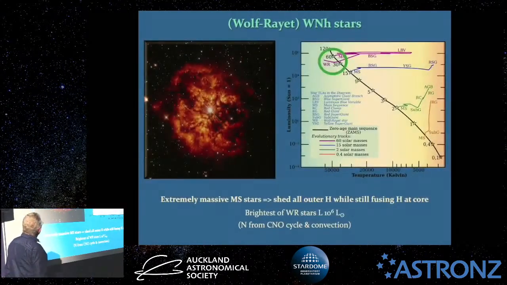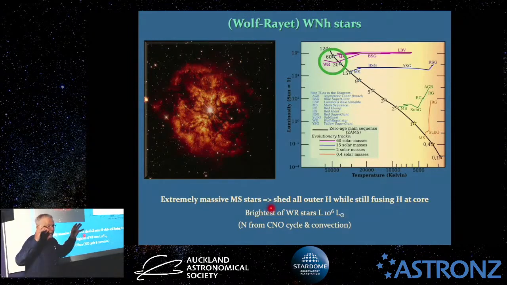So how about your WNH stars? These are really, extremely large main sequence stars. They shed all their outer layers of hydrogen while they're still on the main sequence, burning hydrogen at their cores. They haven't even started evolving yet. But they are so hot, so large and so unstable, they just shed. They don't need shells of hydrogen fusion. That core is generating enough energy to shed all that hydrogen away, and they become Wolf-Rayet stars while on the main sequence.